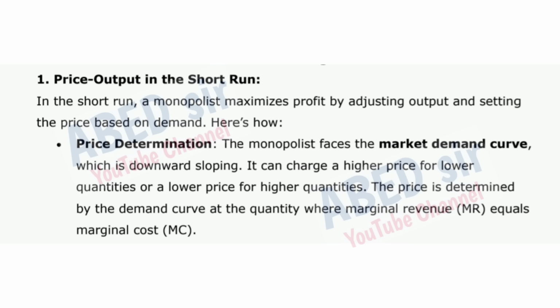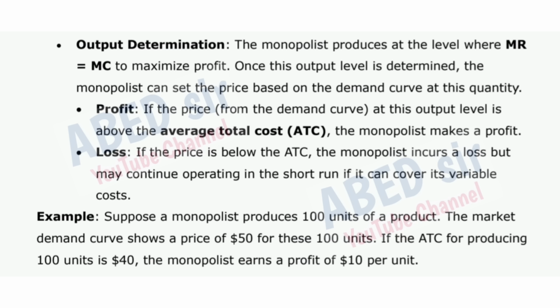Here's how. Price determination. The monopolist faces the market demand curve, which is downward sloping. It can charge a higher price for lower quantities or a lower price for higher quantities. The price is determined by the demand curve at the quantity where marginal revenue, MR, equals marginal cost, MC. Output determination: the monopolist produces at the level where MR is equal to MC to maximize profit. Once this output level is determined, the monopolist can set the price based on the demand curve at this quantity.